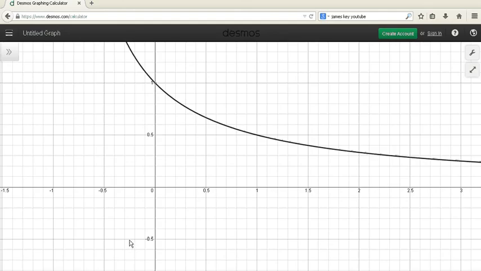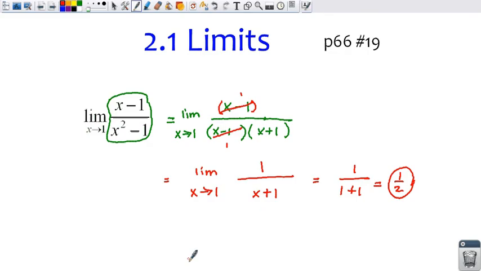Once again, the graph strongly suggests that the limit should be a half. Okay, it doesn't actually prove that it's a half, but it strongly suggests that. And our analysis over here using some algebra again confirms the story that the graph is telling us.